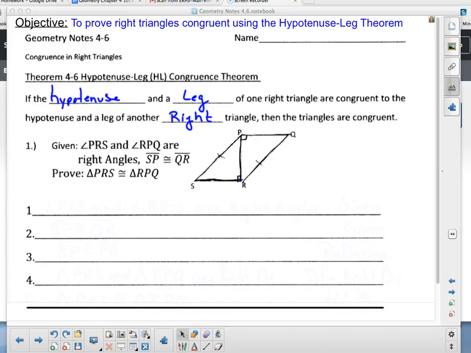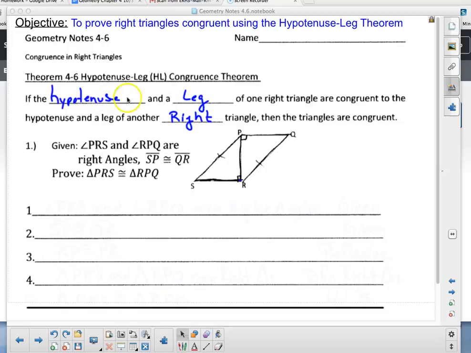Today's objective: to prove right triangles congruent using the hypotenuse leg theorem. Up until now, you've had 4 others: side, side, side; side, angle, side; angle, side, angle; and angle, angle, side. And this is our 5th triangle congruence reason. Here, congruence in right triangles is what we're looking at. Theorem 4-6, hypotenuse leg. Remember, the hypotenuse is the longest side in the right triangle, opposite the right angle. And a leg is either one of the sides that make the right angle.